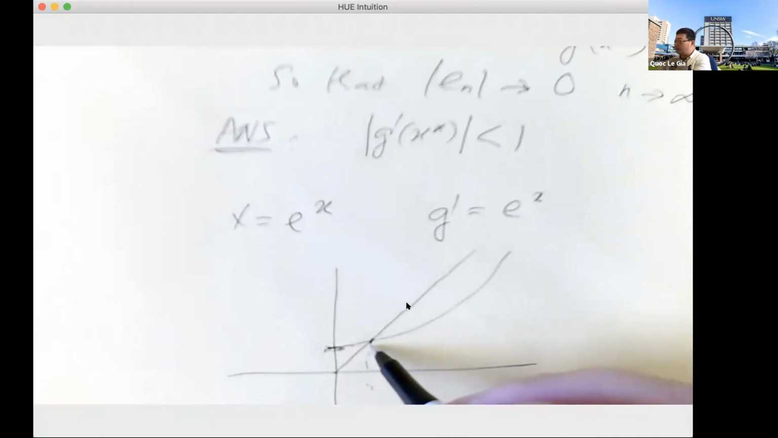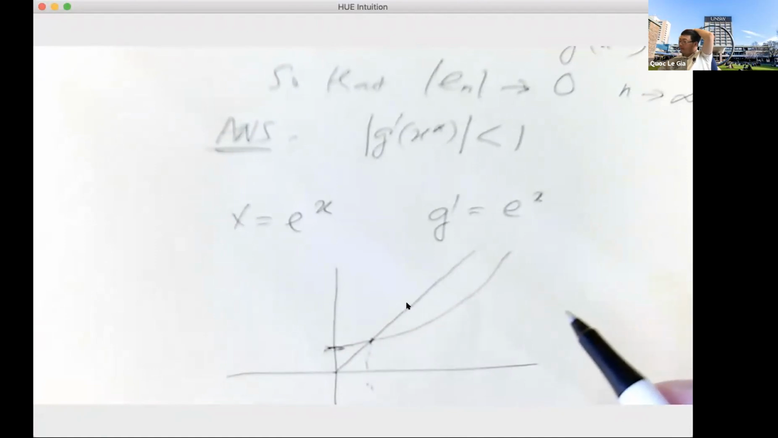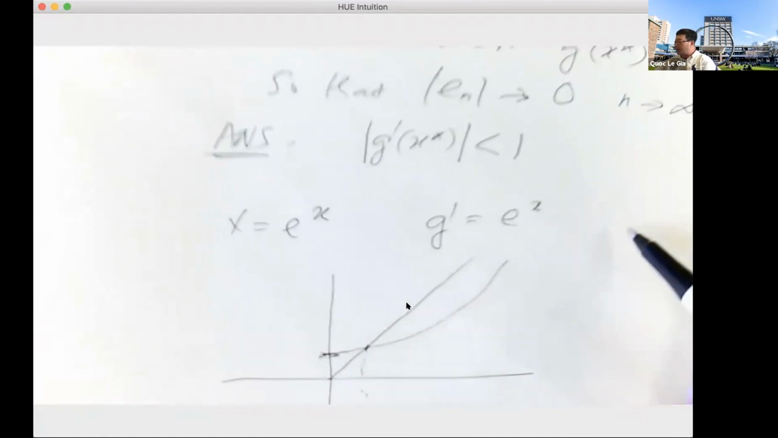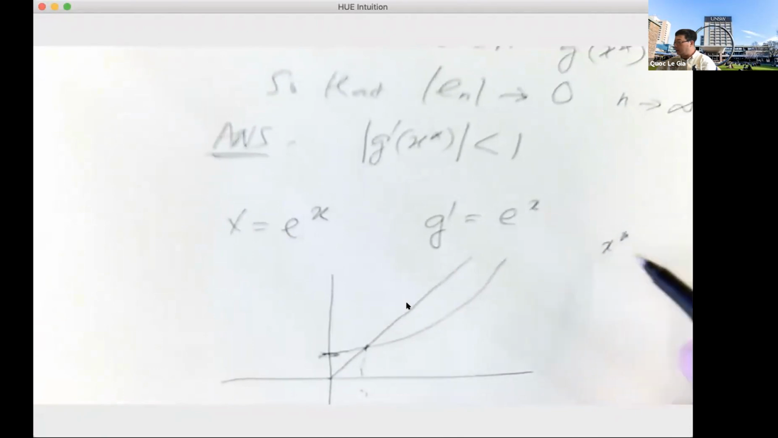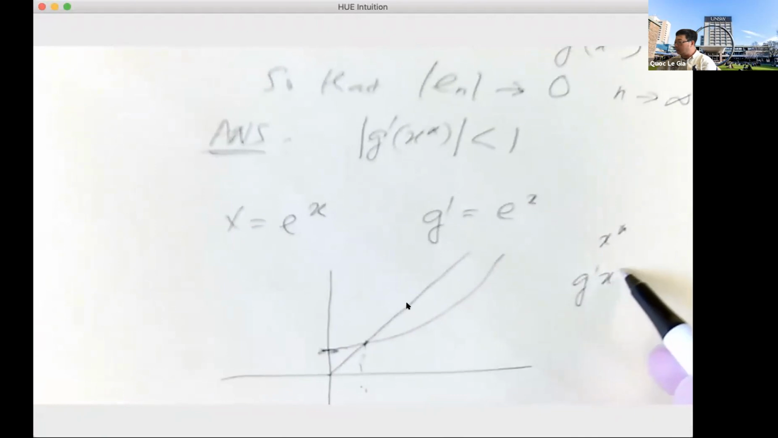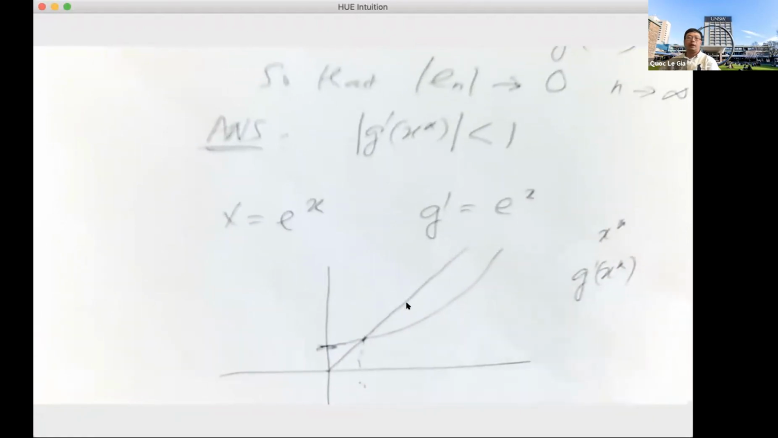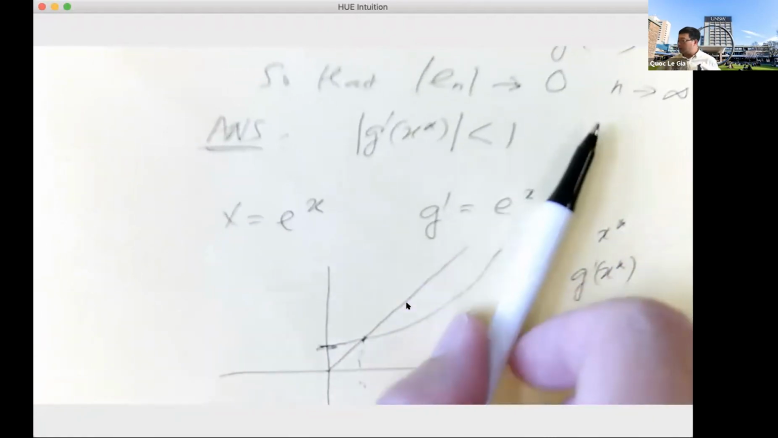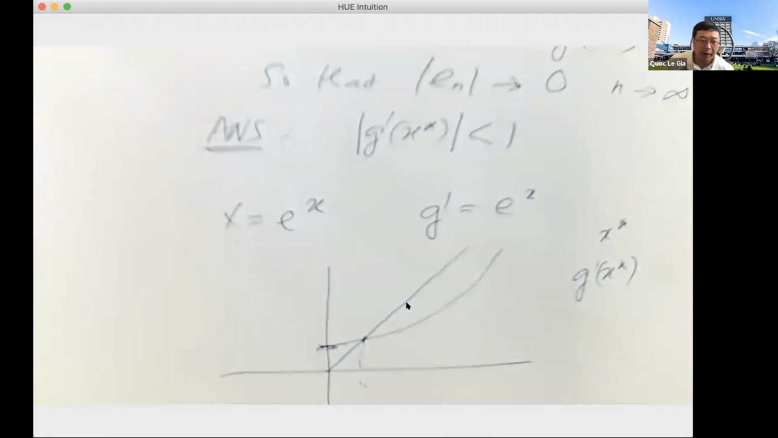Somewhere, I believe... well, we have to find out what x star is, and then we can check what g'(x*) is. But you can see that it will be bigger than 1. So let me check. Let us go to MATLAB and try to find it.